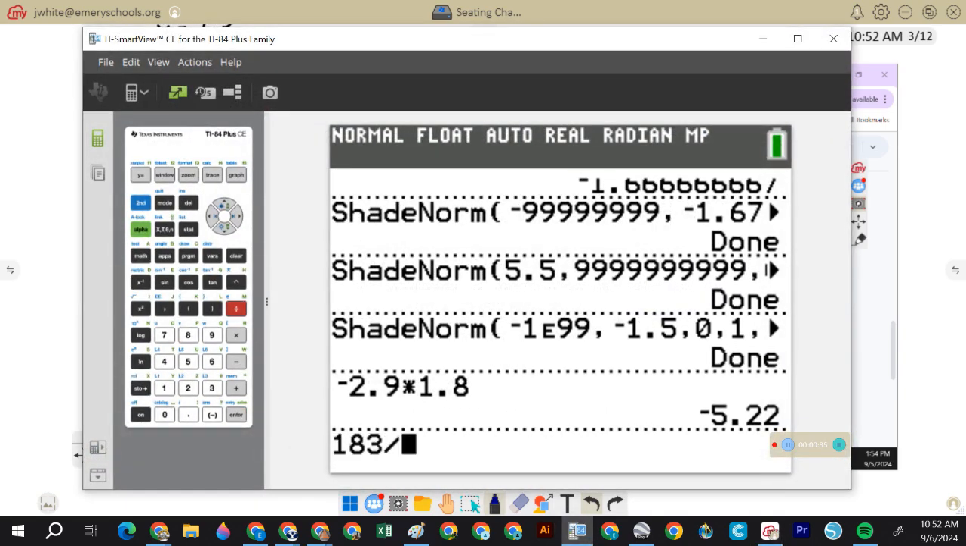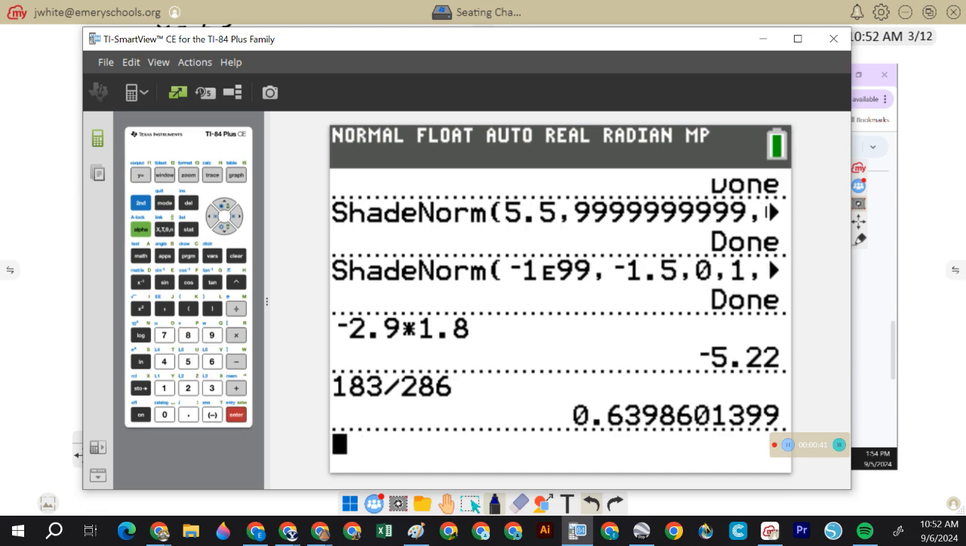divided by, how many were there total? 286. We got 64%. How many did we expect? What percentage did we expect? 68%. So seemed to work pretty well, right?